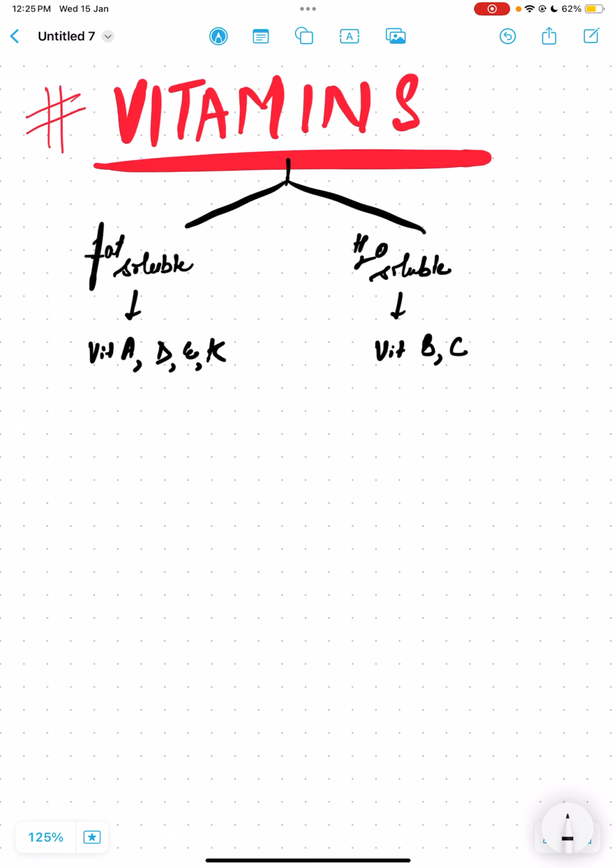So you should remember this very well, and it sometimes gets very confusing for all of us. During the viva, when the question is about the fat soluble vitamin, sometimes we make a silly mistake, we say the water soluble one or the fat one. So please remember it very carefully.